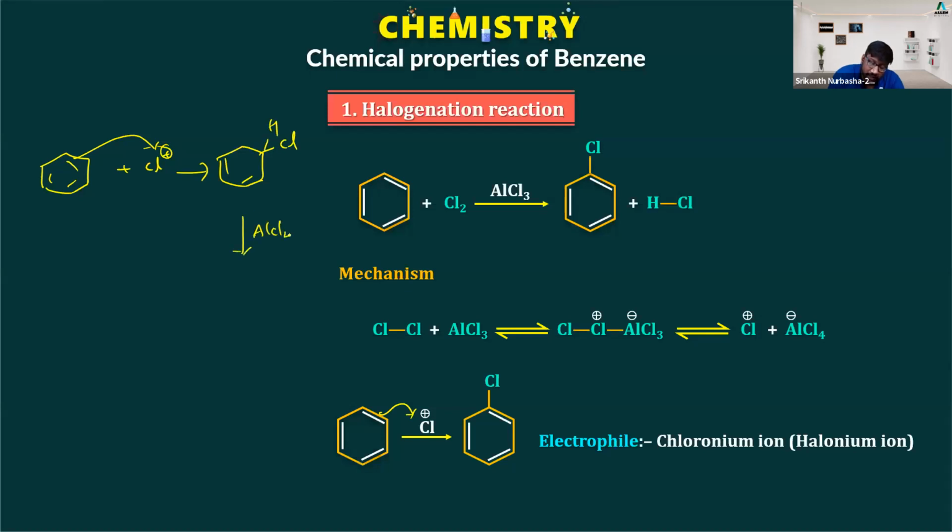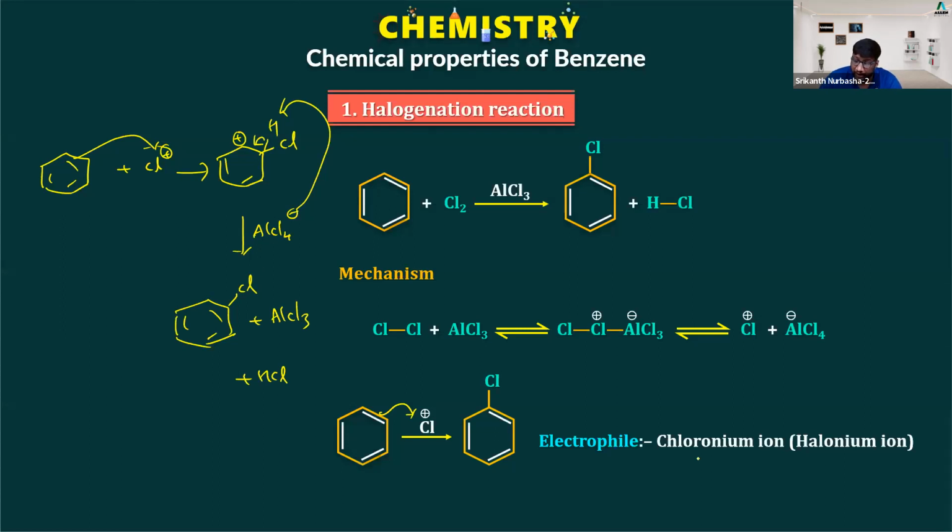AlCl4 minus, which was in the reaction mixture, will now try to pick up the proton. The CH electron density comes in, so that you can gain the aromatic nature, and AlCl3 is produced back and HCl is also released, along with the substituted product, chlorobenzene.